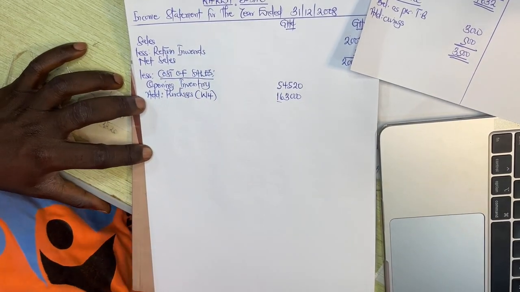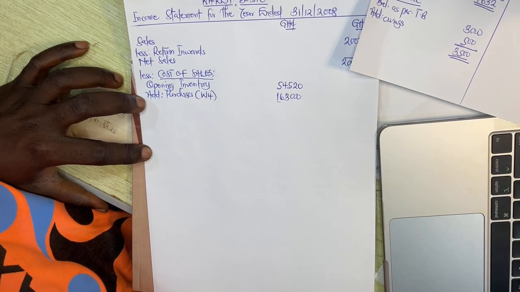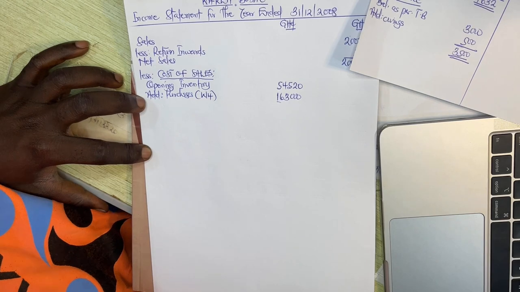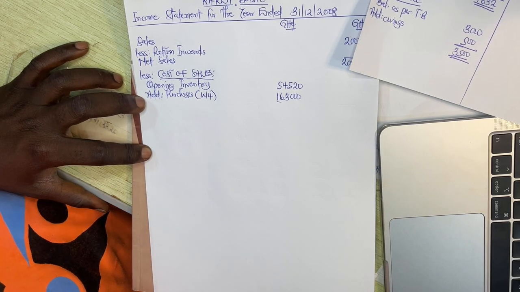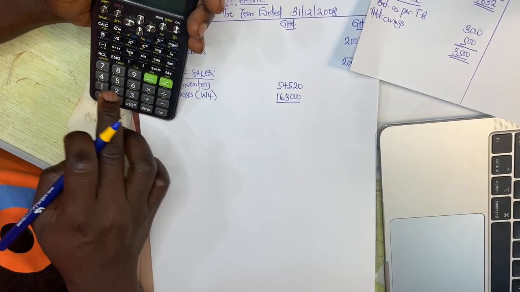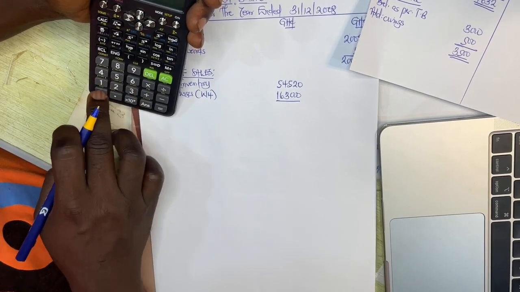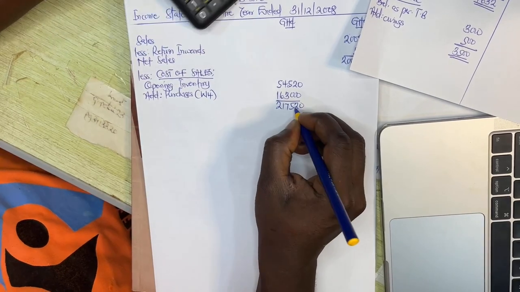Then do we have carriage inwards? Let's check carriage inwards. I don't think so. No carriage inwards. No carriage outwards. So let's add these two: 54,520 plus 163,000, you get 217,520. You have returns outwards. Yes, I saw it.